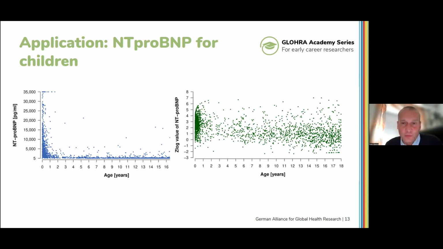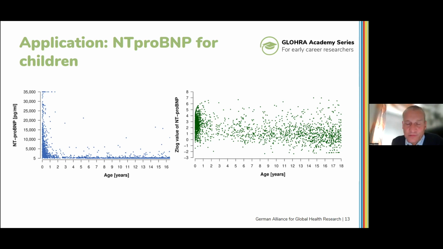Now, if we transform this, using the zlog transformation, the same values on the right-hand side, the green dots, you see they are more or less in a constant range. So we have kind of applied continuous reference intervals here and could transform this.